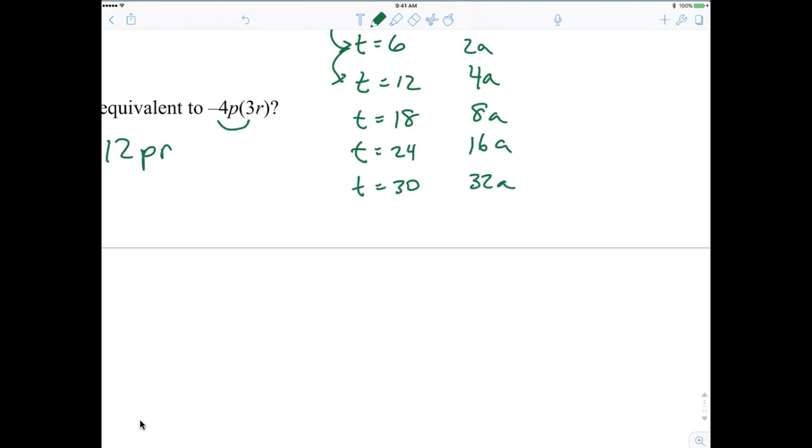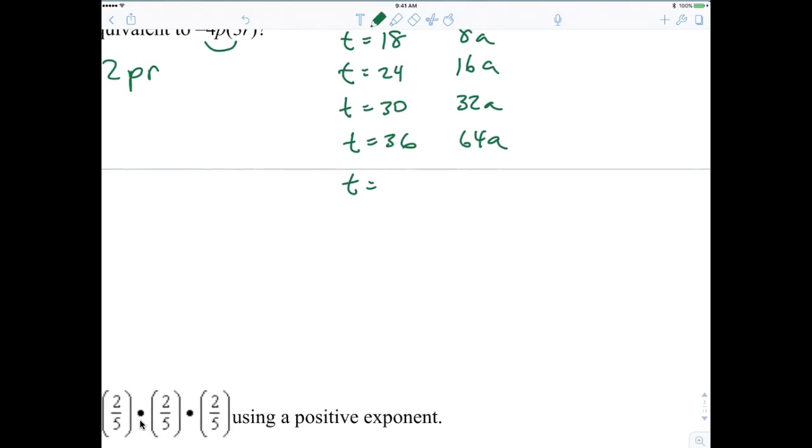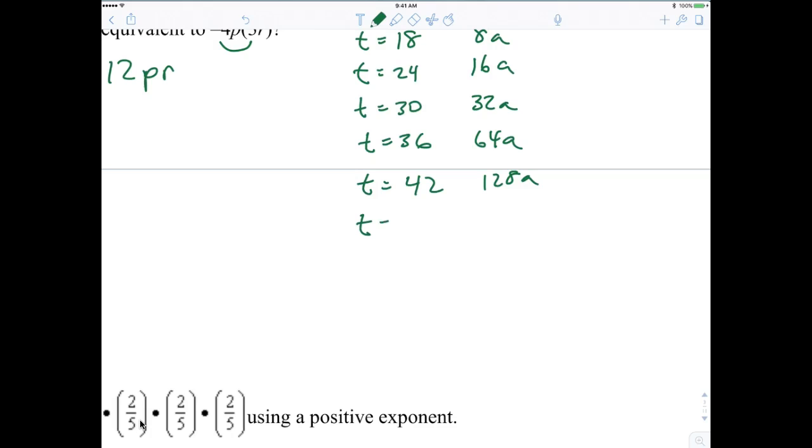Now, who asked me about this problem? Okay, so you're up, Jake. What would be next? So t would equal 36. Mm-hmm. 32 times 2 is 64. That's how easy. All right, Lander, what's next? It would be 42. Good, and 128. Good. And finally, Hunter, you with me on this? You paying attention? What would it be? It would be 8 acres.